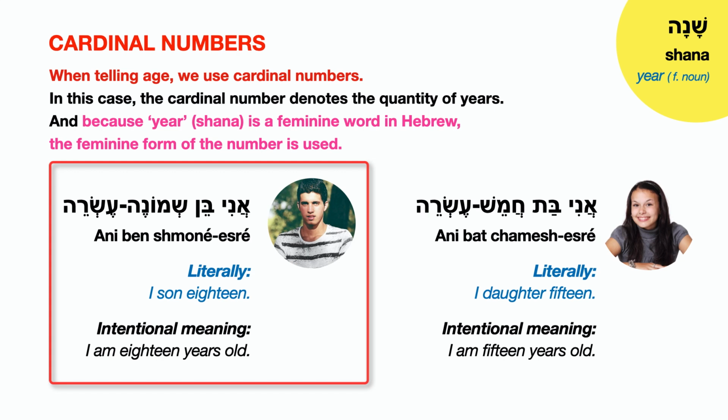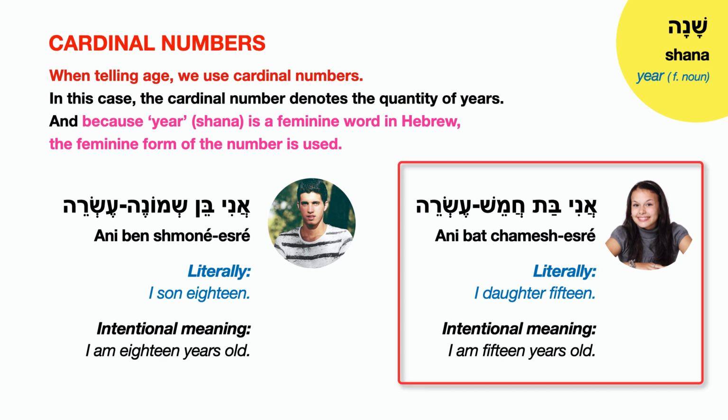So this teenager is saying, Ani ben shmone esre. Ani, that means I. Ben means son. Shmone esre is the feminine form of the number 18. Ani ben shmone esre, I, son 18. And in Hebrew, that's how we tell the age. So he's saying, I am 18 years old.